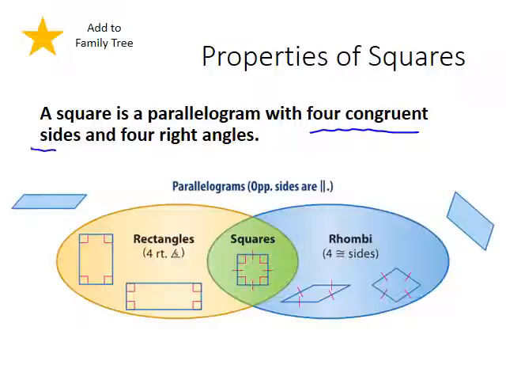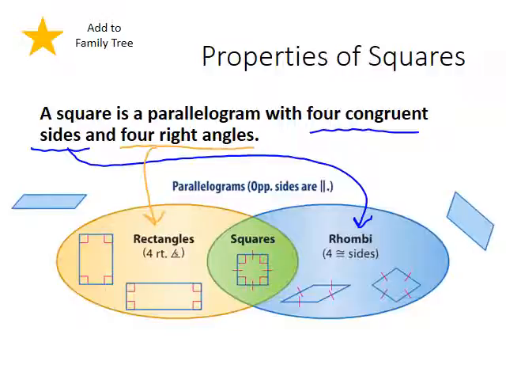4 congruent sides we just looked at is talking about a rhombus. And 4 right angles, look back in your family tree and you should see that that is talking about rectangles. So a square is a cross between a rectangle and a rhombus. So because it's each of those, a square has all the properties of a rectangle and a square has all the properties of a rhombus. And of course, then it also has all the properties of a parallelogram, because rectangles and rhombi are parallelograms.